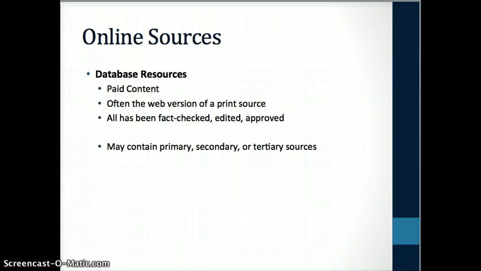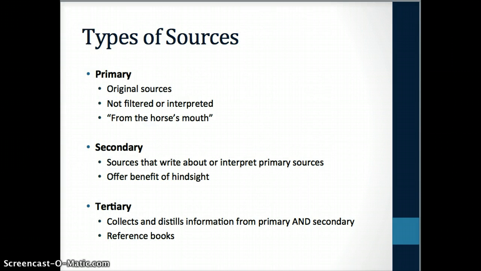They're often the web version of the print sources. So you're going to be able to find newspapers, magazines, journals, books, and even movies online. The best part, though, is that all of the database resources have been fact-checked, edited, and approved by someone who knows well enough to make those decisions. Now, these online sources can contain primary, secondary, or tertiary sources.